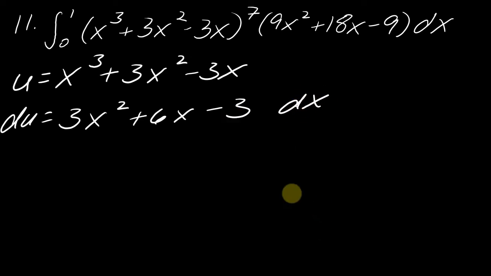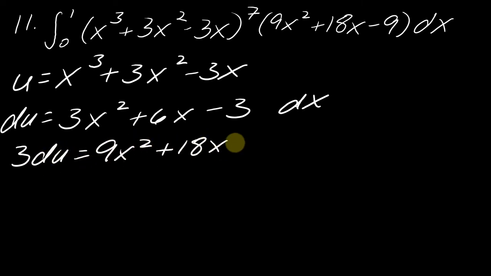Okay, so you might be saying to yourself, oh, but this is not equal to this. But notice if I just multiply all of this part by 3, I will get to this part here. So if I multiply both sides by 3, I get 3 du. This will equal 9x squared plus 18x minus 9 dx, and then we're in business. So let's go ahead and make these substitutions. Oh, let's also do the limits of integration.